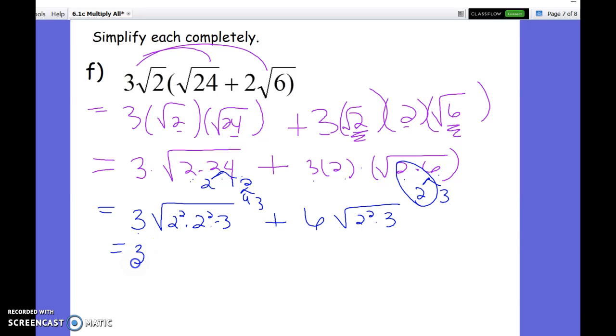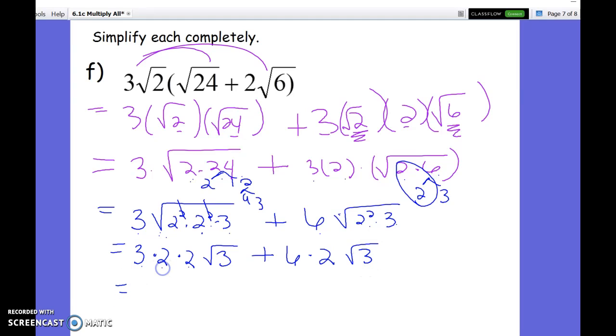3 is just stuck outside of our radical. Square root of 2 squared is 2, so that comes outside. Square root of 2 squared again is 2, so that comes outside. Square root of 3, we can't take that. That's stuck inside. Plus, well, 6 is outside. Square root of 2 squared is 2, so that can come outside of our radical. Square root of 3, we still can't take that, so that is stuck inside.